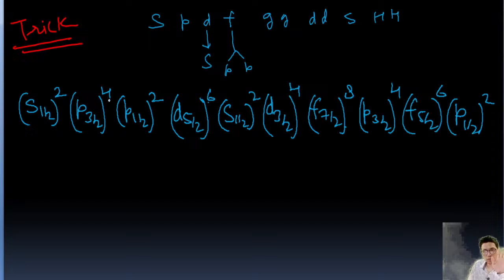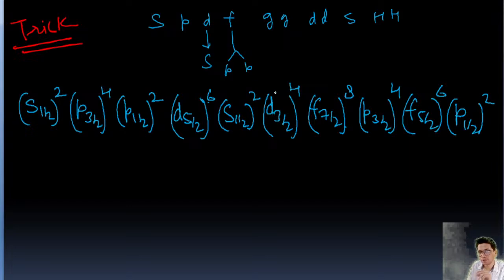So in 3 by 2 there would be 4 electrons, and in 1 by 2 there would be 2 electrons. Okay, 4 to the 6. If you talk about D, there will be 2 orbitals, that is D 5 by 2 and D 3 by 2. In 5 by 2 there would be 6 electrons, in 3 by 2 there would be 4 electrons, total 10 electrons. S is half, that is 2 electrons.